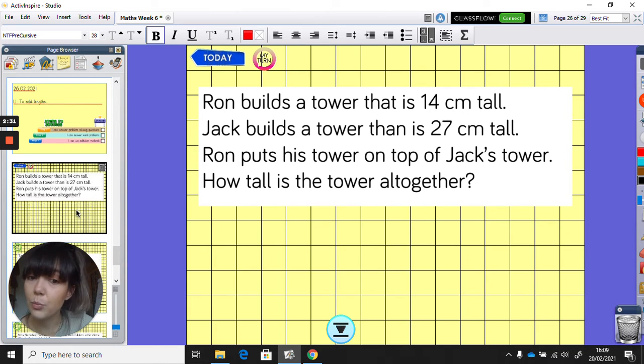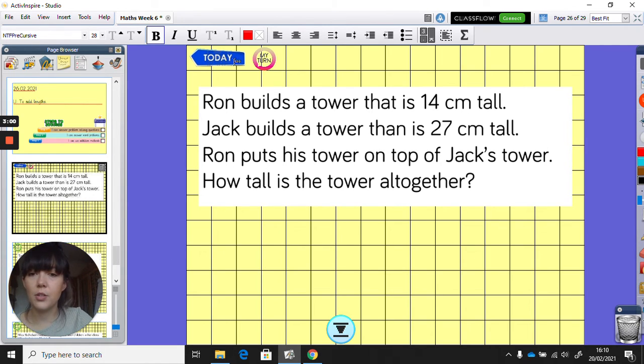So, here is a word problem. And remember, we need to think we are adding today. Ron builds a tower, so imagine it, that is 14 centimetres tall. So we've got 14 centimetres for Ron's tower. Jack builds a tower that is 27 centimetres tall. So they've both got a tower. Ron puts his tower on top of Jack's tower. How tall is the tower altogether?